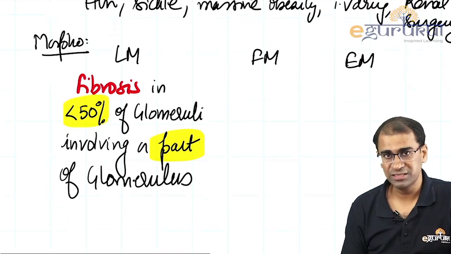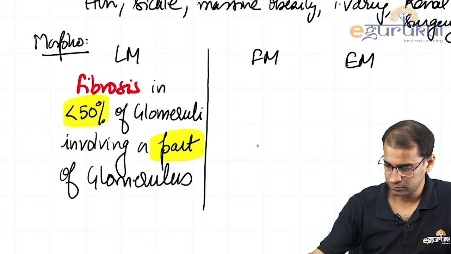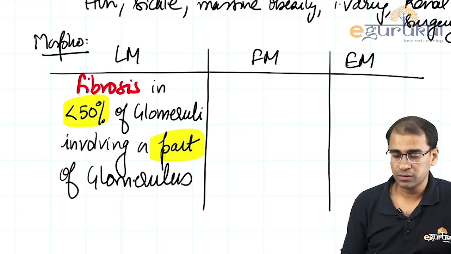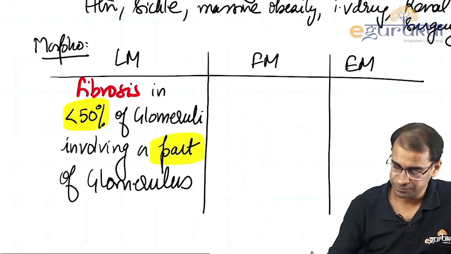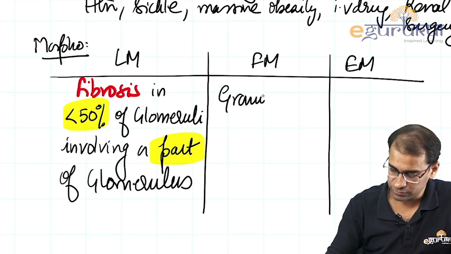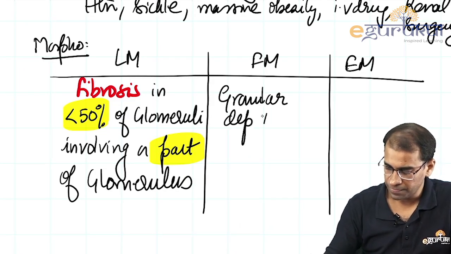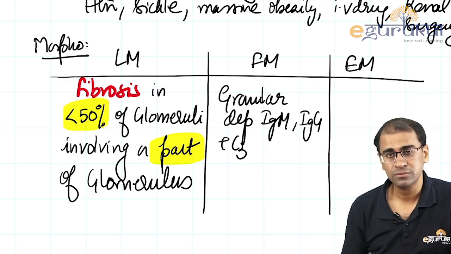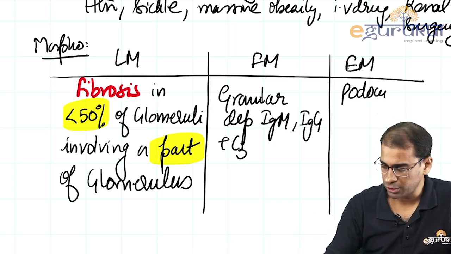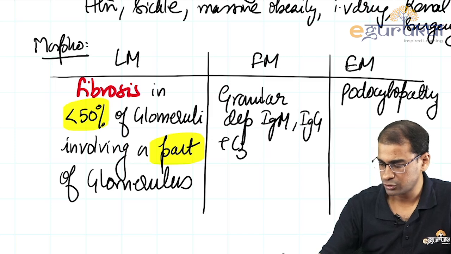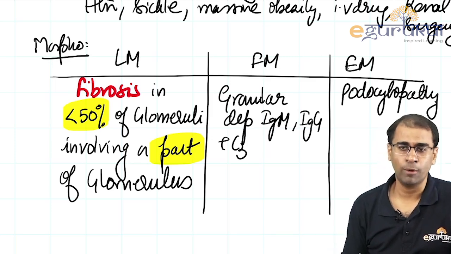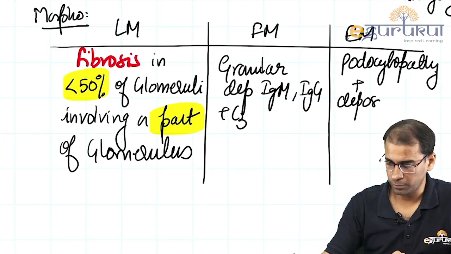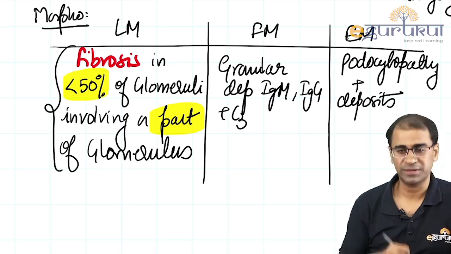The fluorescent microscopy finding, the FM finding, you can expect here in FSGS is granular deposits. This may be IgM or can be IgG along with obviously C3 deposits. The EM, again if you remember, shows podocytopathy along with immune complex deposits. This is the main finding you expect in FSGS.